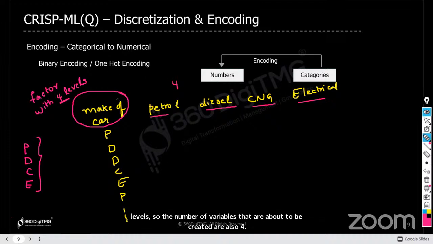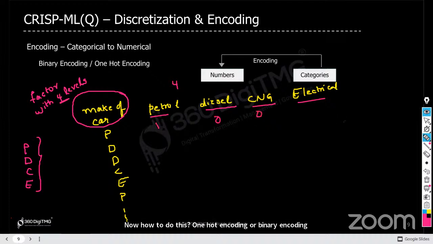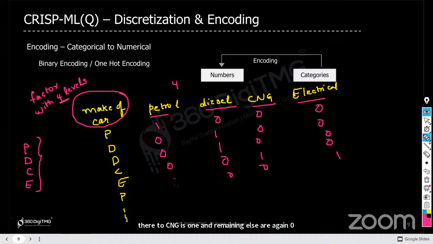Now, how to do this? One hot encoding or binary encoding. Petrol is present here, so this is 1, remaining else are 0. Diesel is present, so diesel is 1, remaining else are 0. Diesel is present, diesel is 1, remaining else are 0. And CNG is there, so CNG is 1, and remaining else are again 0. And electrical, this is 1, and remaining are 0. And petrol 1, remaining are 0.